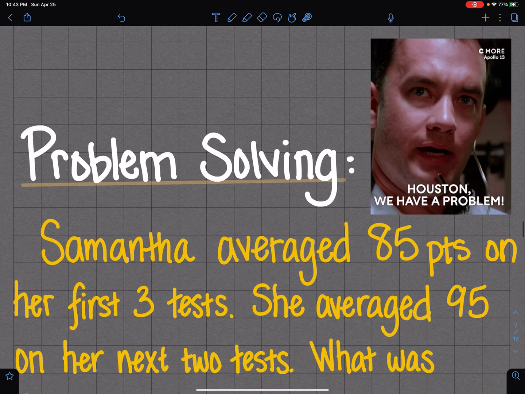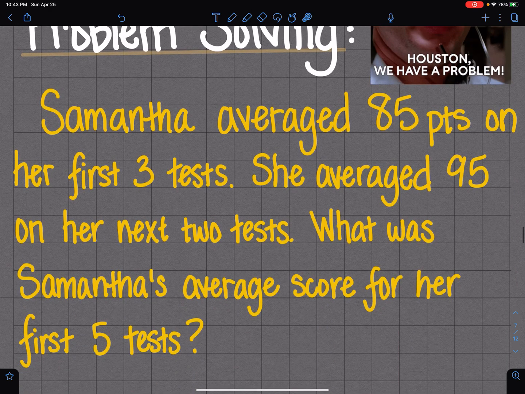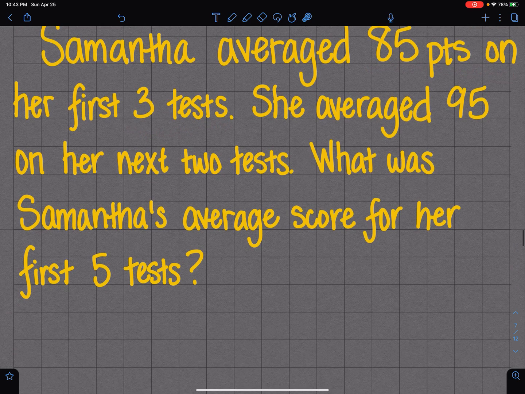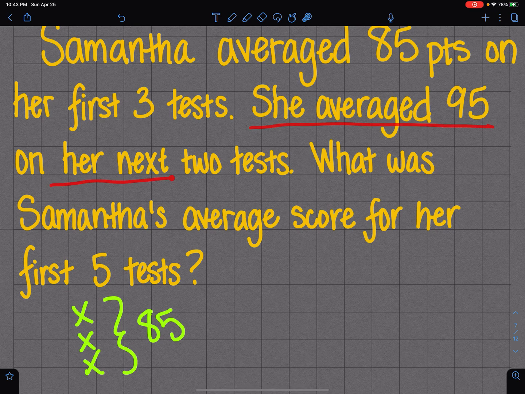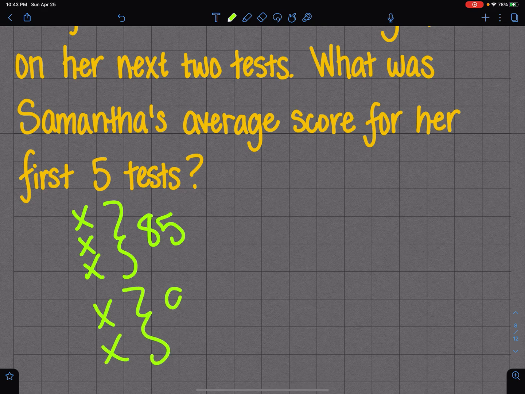All right, Houston, we have a problem here, and only Addy can figure it out. Samantha averaged 85 points on her first 3 tests. So she took 3 tests, X, X, and X. If you average those, she got 85. Then it says she averaged 95 on her next 2 tests. So we have another X and X where she averaged 95.